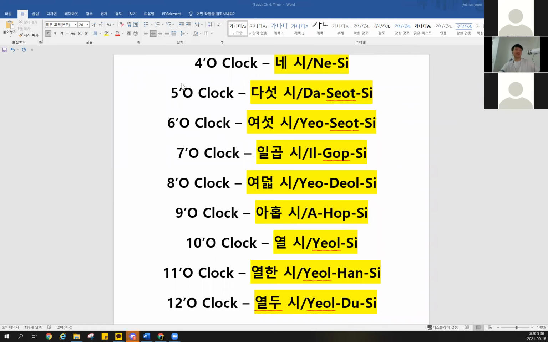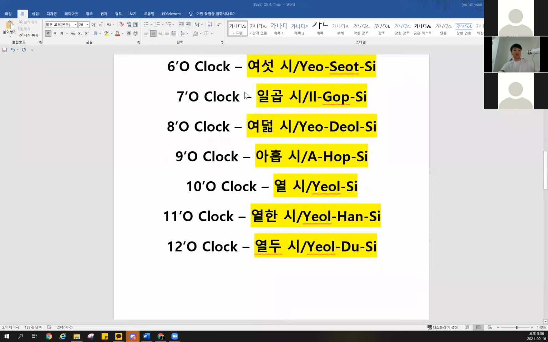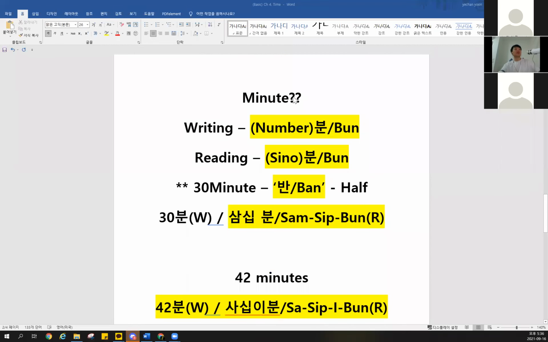All right. Let's go to the next one. That was the hour, everyone. Then how about the minute? You can write it with the number and 분.